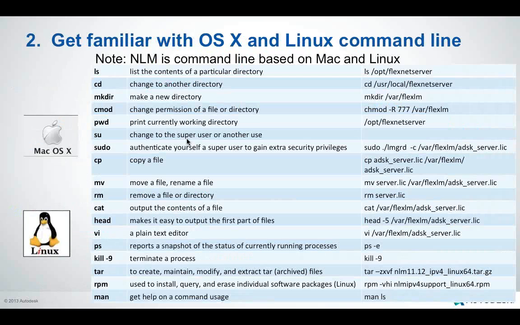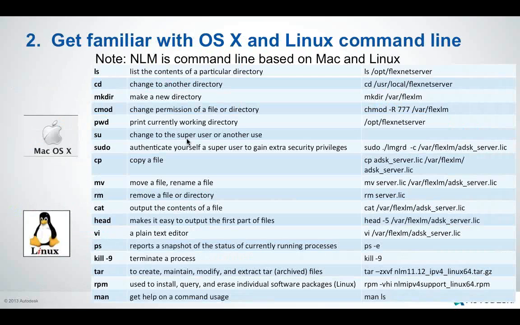ls lists the content of a particular directory. So you need to check and see what you have in your directory in case you are getting some errors during setting up a license server. Very commonly used is cd, which is change directory, to change the directory from one to another in your terminal. Then mkdir to make a directory, chmod to change the permissions on a file or directory, pwd to print the current working directory to see where you are on your command line, su to change to the root user on the Linux side, and sudo to use super user privileges to run certain commands on the Mac side, then cp to copy a file, mv to move a file, and rm to remove or delete a file.